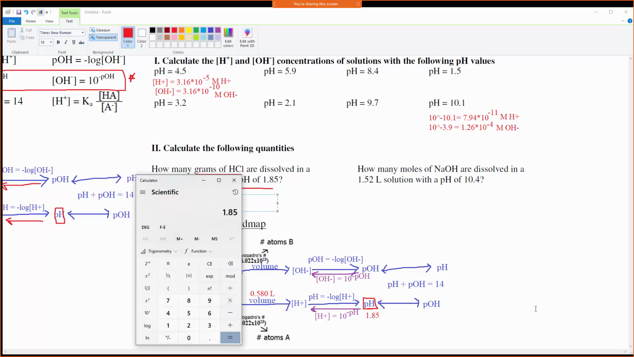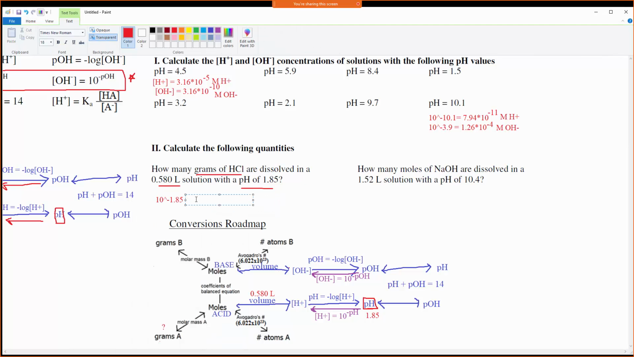Negative 1.85, 10 raised to that. I get an H plus concentration of 0.0141 moles per liter. That's capital M for molarity, but that's not helpful. So we're gonna just convert that to moles per 1 liter of that solution.